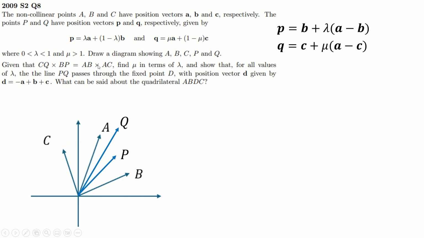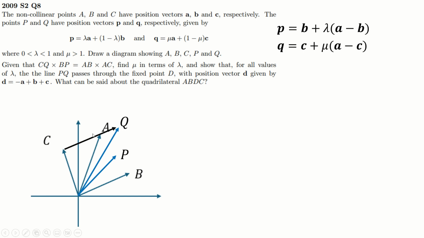Given that this times this is this times this, now this messed me up for a long time. C to Q is not, I just said it out loud again, this is not C to Q. This is not the vector C to Q. This is the distance C to Q. There's no vector symbol here. So this is not the cross product. This is just the distance C to Q times the distance P to B, and so on. Right? That messed me up for a long time.